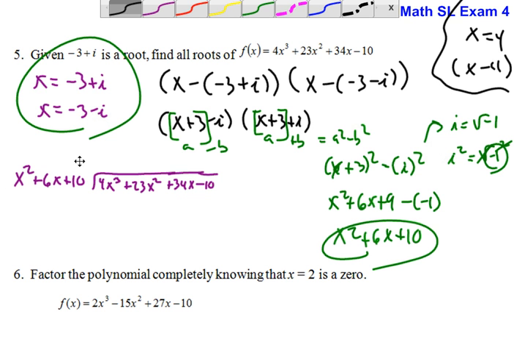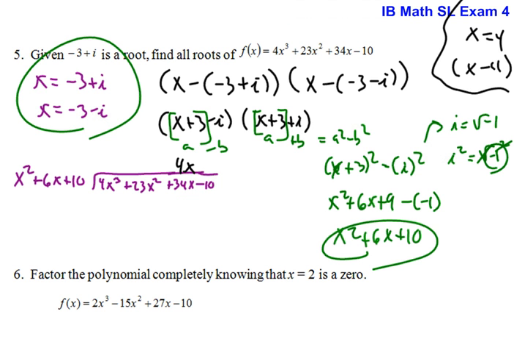So x squared times what is going to give us 4x to the power of 3? Well, looks like it's going to be a 4x, right? So I'm going to go ahead and put a 4x over here. And notice that my x term goes above my x term. Okay, so x squared times 4x is 4x cubed. 4x times positive 6x is a 24x squared. 4x times positive 10 is a positive 40x.